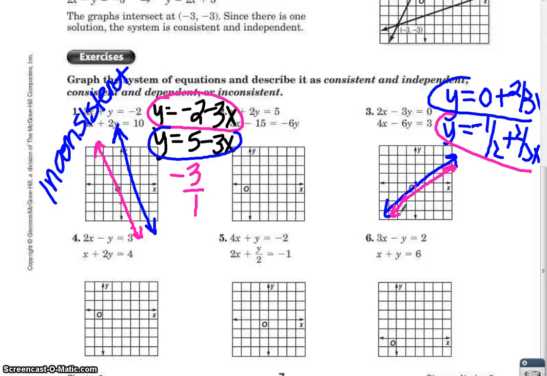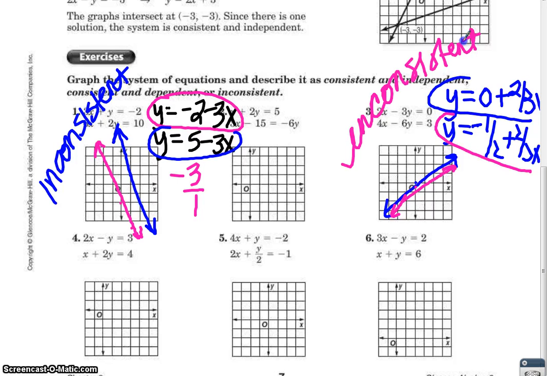So what do we say was that answer? If you don't remember, go back up to the chart. If my lines are parallel, but I have different y-intercepts. That's right. You should have written inconsistent. So number 3 is also inconsistent. So let's look at our last example, problem number 6.